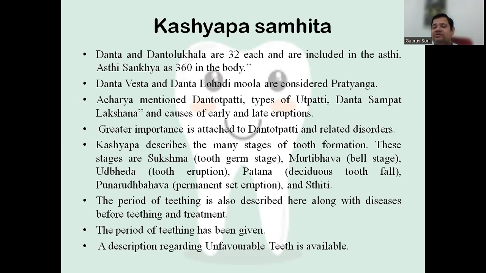Great importance is given to the Dantotpatti, especially, and related diseases. Kashyap had described many stages of tooth formation like Sukshma, Murti Bhava, Udbhava, Patana, and Punarudbhava and Sthiti. So these are some parts of the development of the teeth. The period of teething is also described along with the teeth diseases before and treatment also.